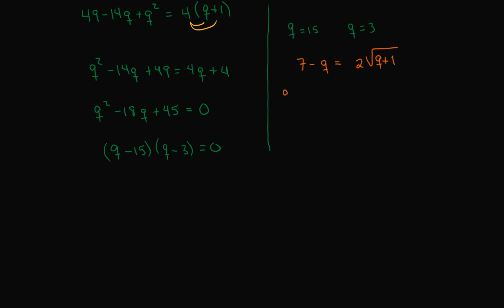Well, the first thing let's try is q equals 15. When we do that, we're going to get 7 minus 15 is equal to 2 times the square root of 15 plus 1. This is going to give us a negative 8 equals 15 plus 1 is 16, square root is 4. Negative 8 is not equal to 8. This root is extraneous. Okay, so we can't use this one.